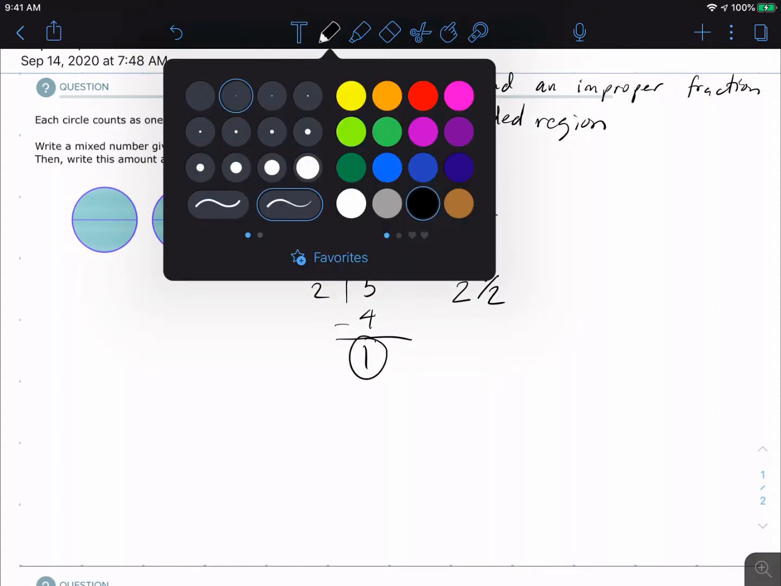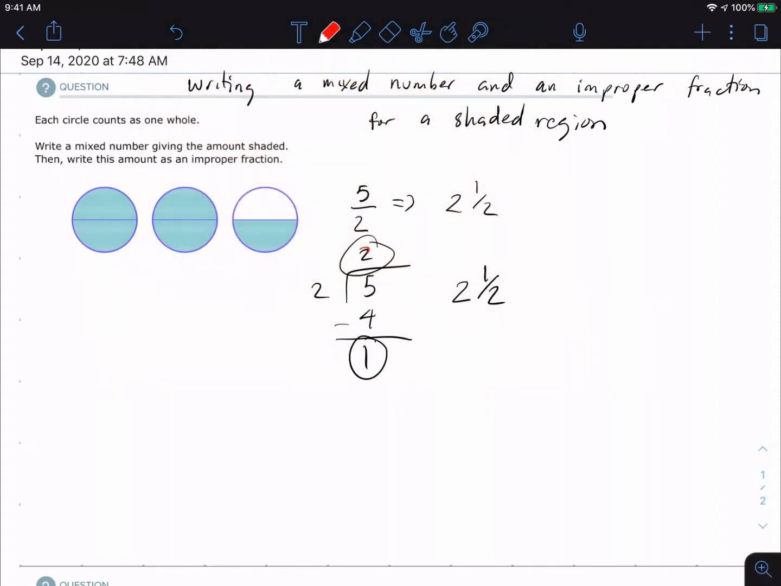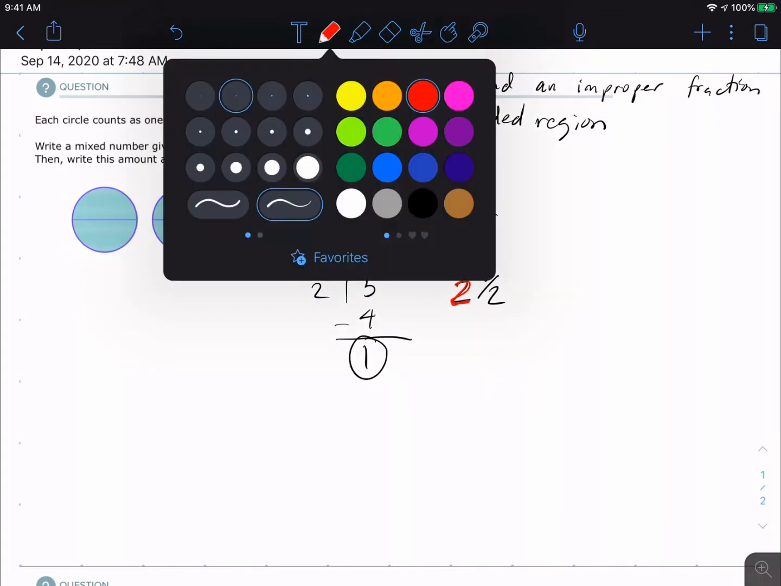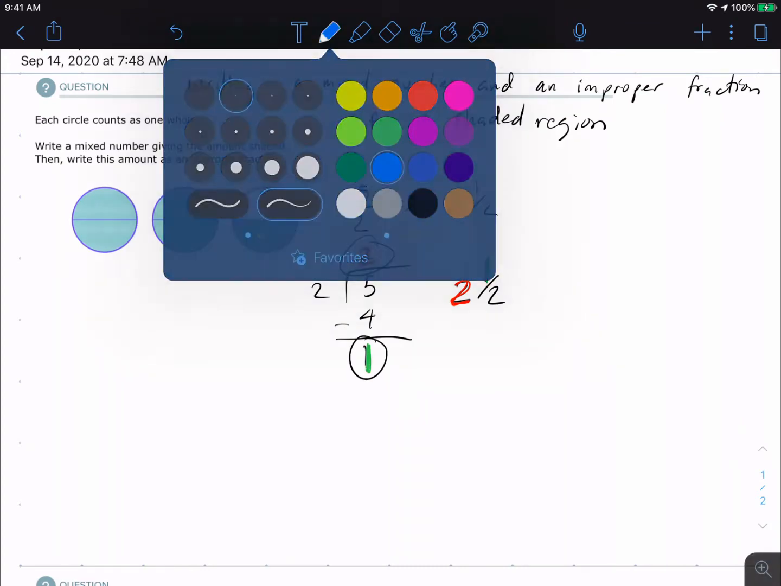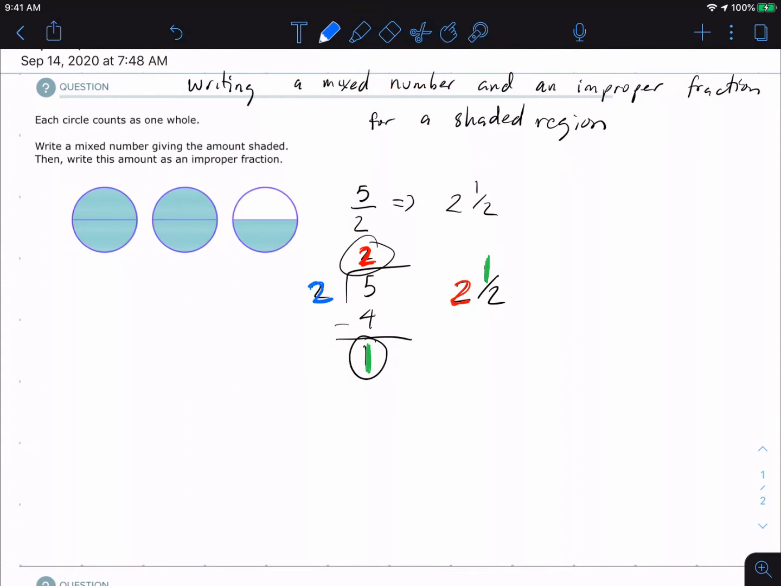Maybe I'll do that in color. So this is the whole number. This is the remainder. And this is what we divide it by. Just so you guys have it in color sequence so you can see it.